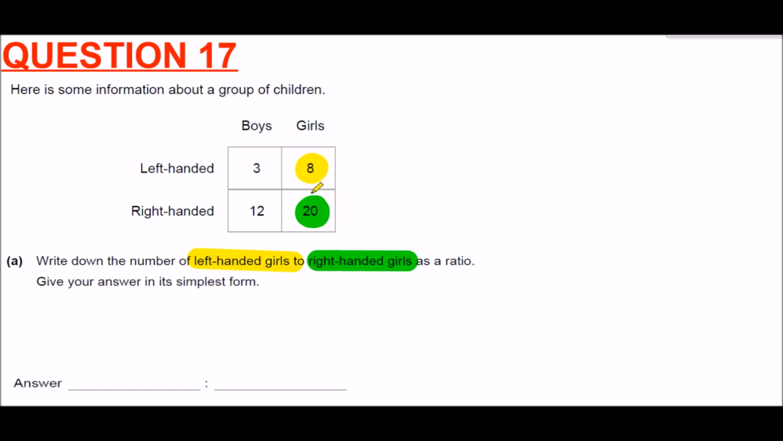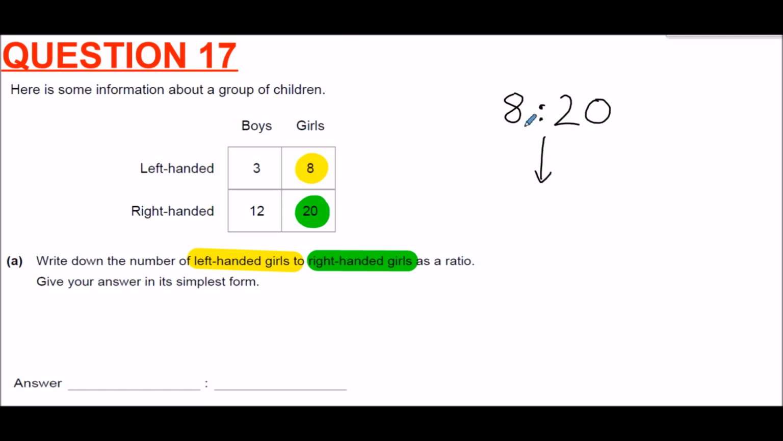So first of all, important to identify which numbers of this grid we're talking about. So left-handed girls are mentioned first, and 20 are mentioned second. And so it says give your answer in simplest form. This would get you a mark, but to get the second mark we need to simplify it down.